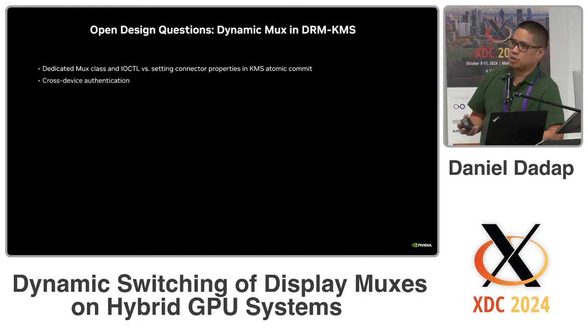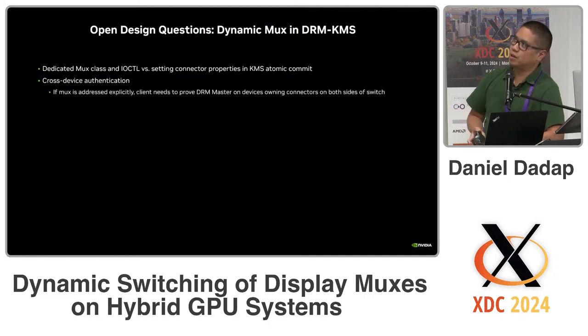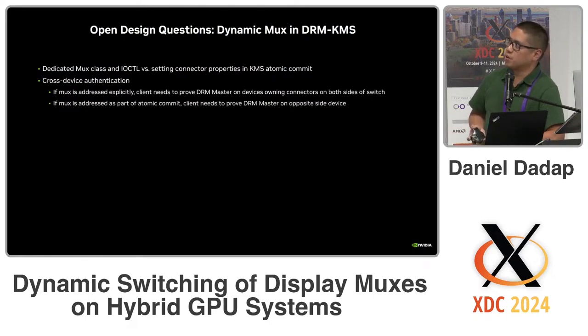Another is you're going to need to do authentication across the devices. If you're doing the dedicated mux device, then you're going to need to prove that you have DRM master on both of the devices owning the connectors on the two sides of the switch. If you're going to be doing it as part of an atomic commit request, you only have one DRM device there, so you need to prove master on the other device too.